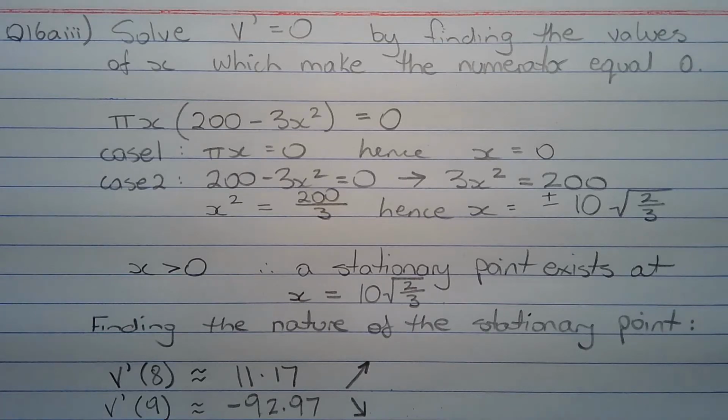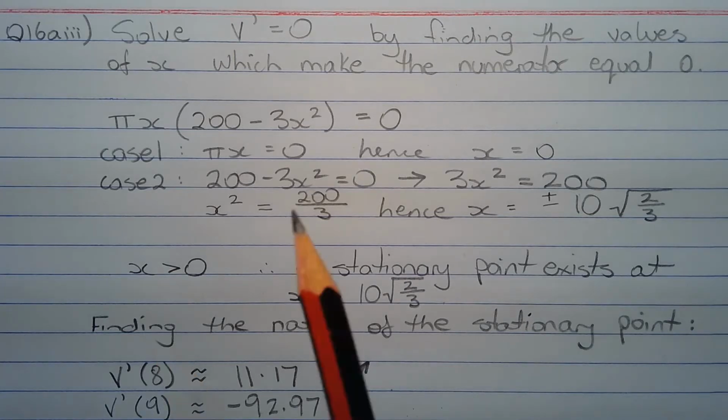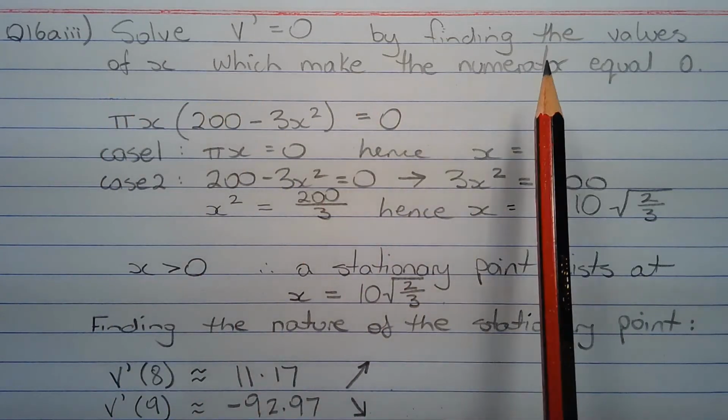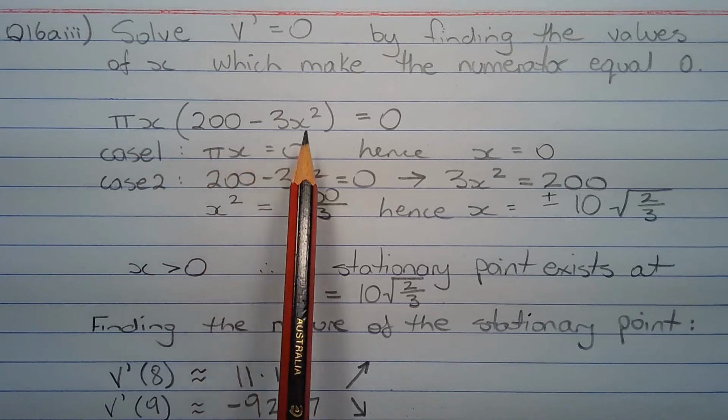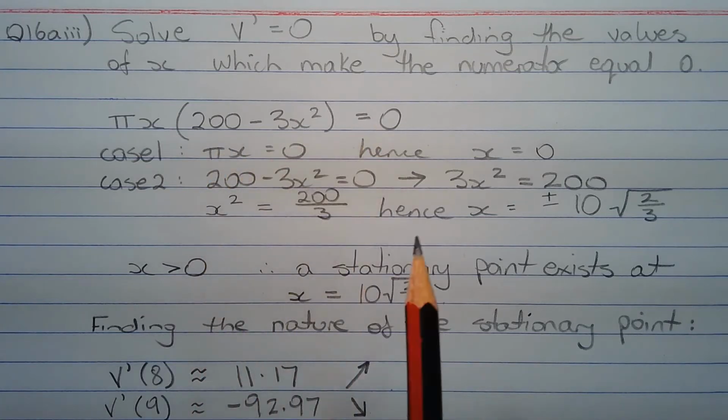Find stationary points by solving dv dx or v dash equals 0. Now since dv dx is a fraction that involves a function of x in both the numerator and the denominator, we can solve dv dx equals 0 by solving the numerator equals 0. In fact, a fraction can only be 0 if the numerator equals 0. So we're going to find these values of x which make the numerator equal 0. So we have pi x times (200 minus 3x squared) equals 0.